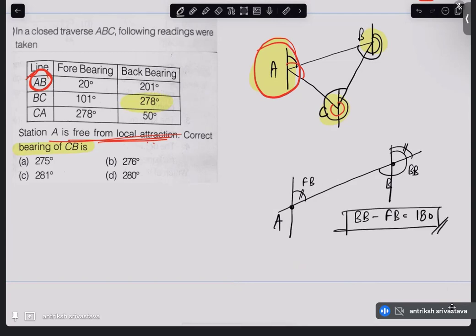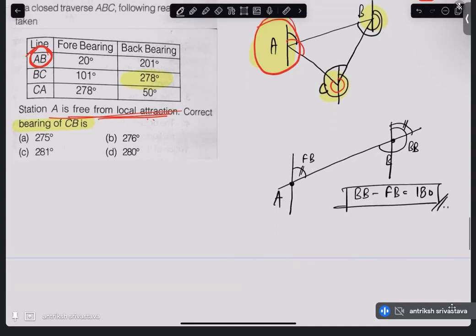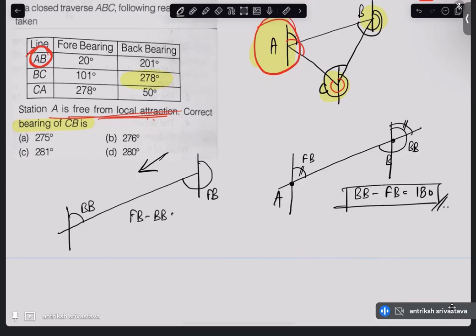Now this is true only if the forebearing is less than 180 degrees. If the forebearing is more than 180 degrees, let's say you are going back for some reason, you are moving this way. So this becomes your forebearing, and this becomes your back bearing. In this case, forebearing minus back bearing will be 180 degrees.